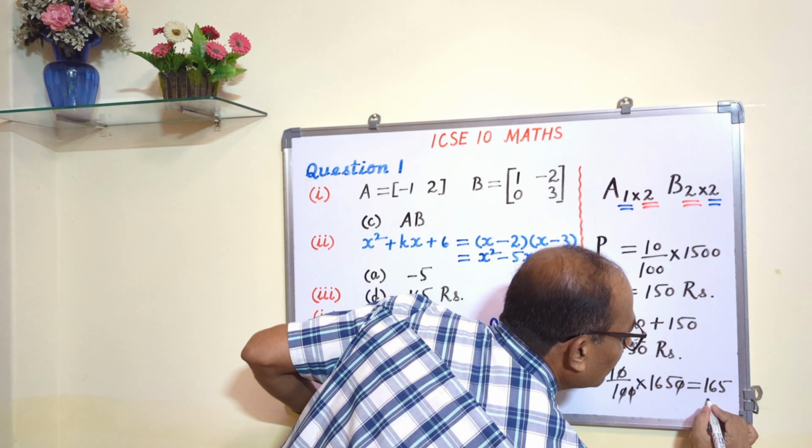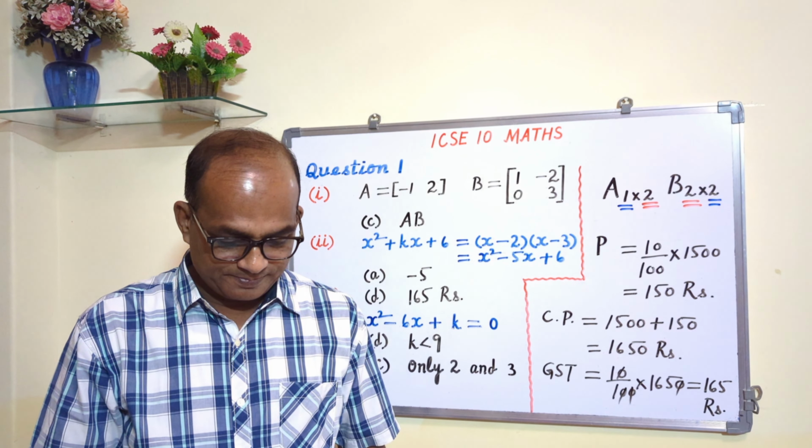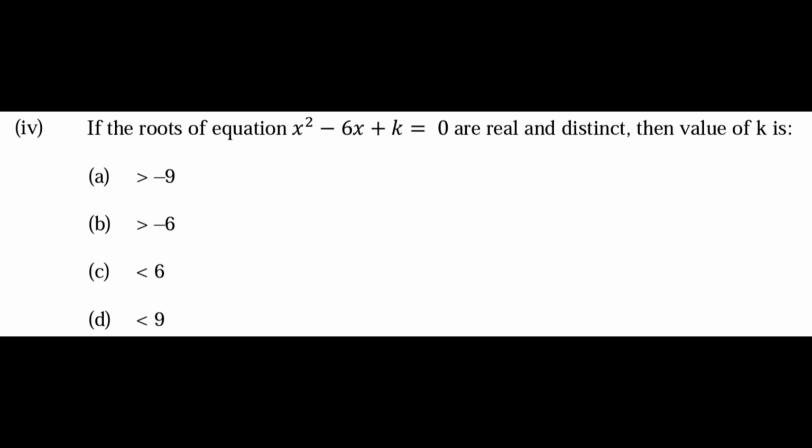Now, fourth question, and the question is, if the roots of equation x square minus 6x plus k is equal to 0 are real and distinct, then the value of k is: A, greater than minus 9; B, greater than minus 6; C, less than 6; and D, less than 9. Alright, so the quadratic equation is given, x square minus 6x plus k, and it is given that the roots are real and distinct.